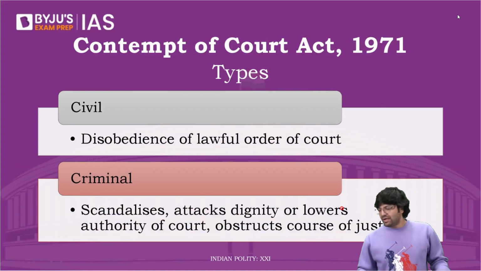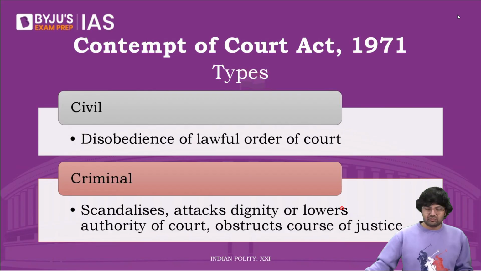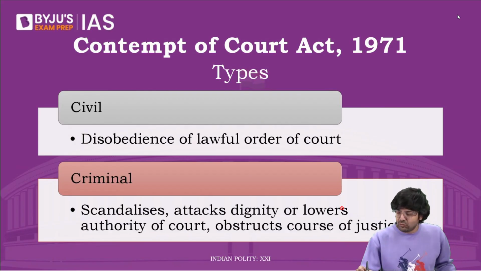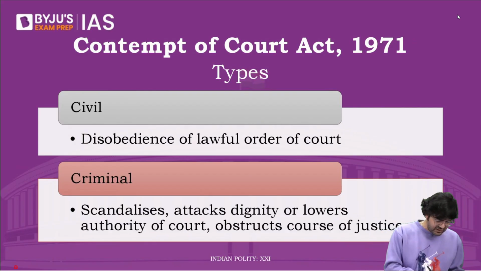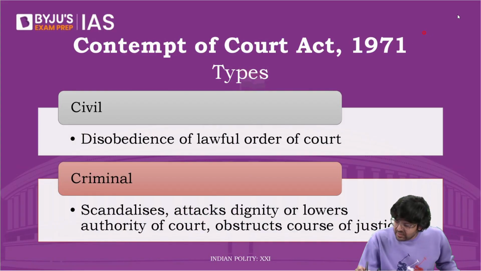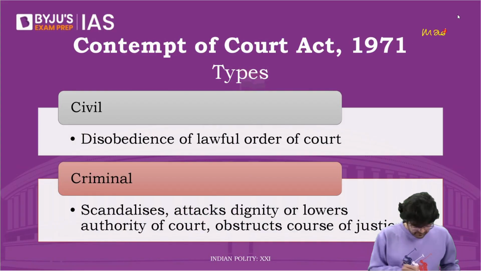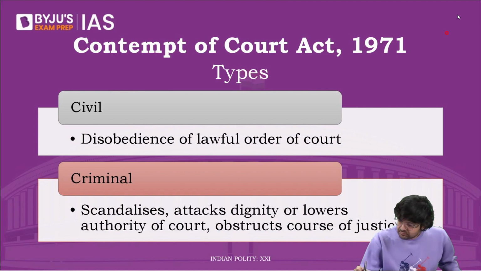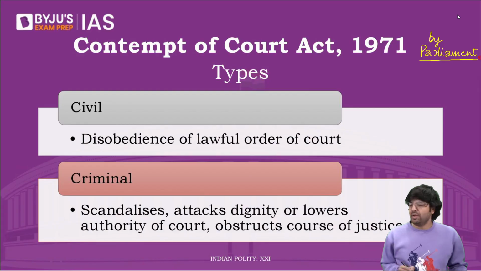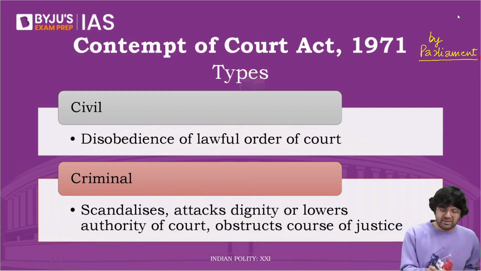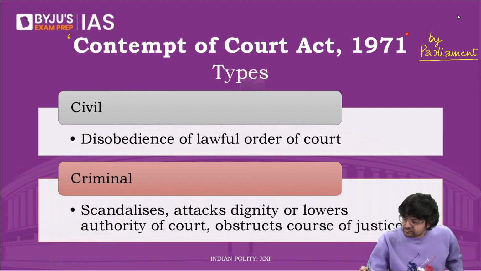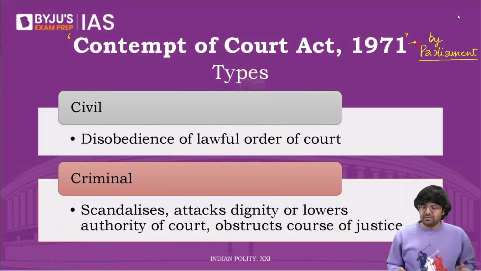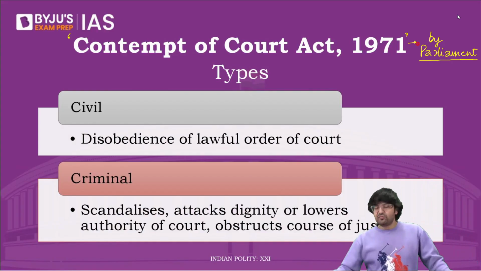Okay, now coming to contempt of court. Contempt of court comes through a law called the Contempt of Court Act, 1971. This law has been made by the Parliament to punish for contempt. Contempt of court can be of two kinds.